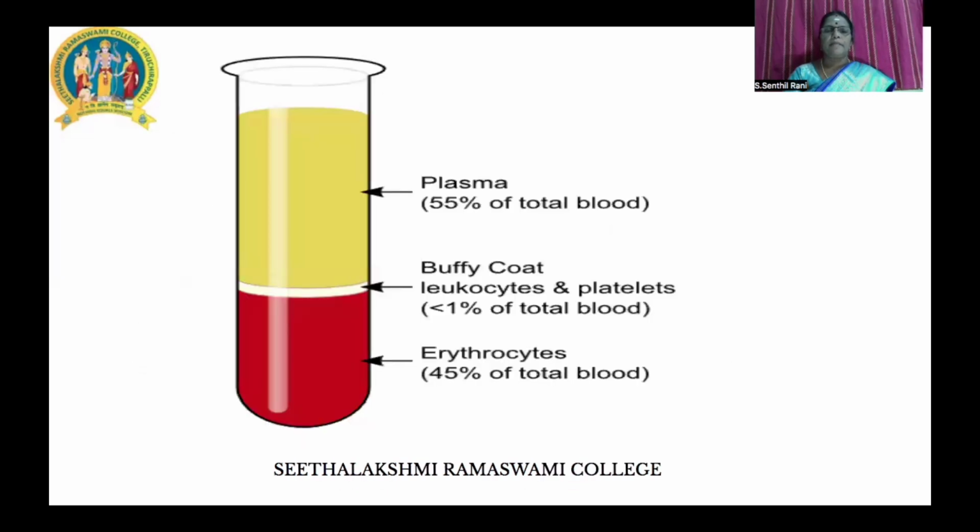This figure represents the different portions of the blood. Plasma is a yellow-colored fluid which constitutes about 55% of the total blood. The middle white buffy coat contains leukocytes and platelets. It constitutes less than 1% of the total blood. The settled RBCs are known as erythrocytes. They constitute about 45% of the total blood.